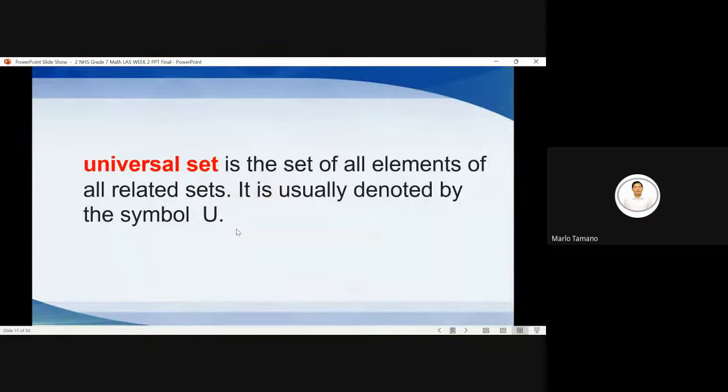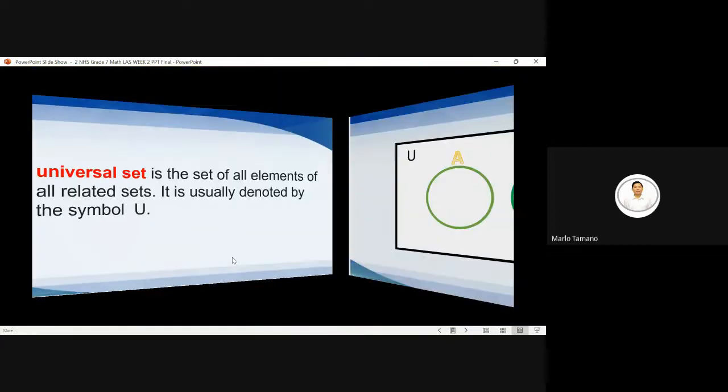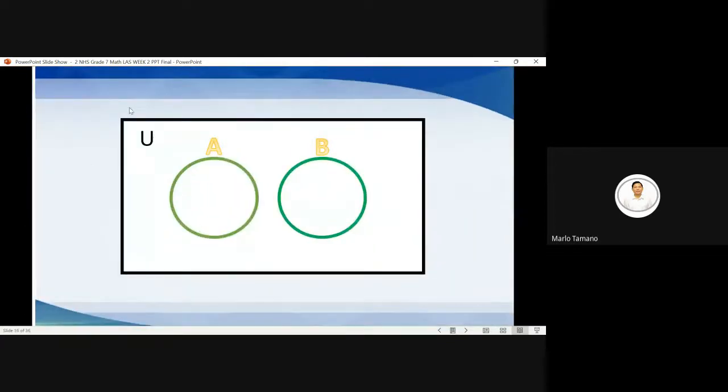So, this one. What is universal set? It's a set of all elements of all related sets. It is usually denoted by the symbol U. Okay, so nakita ninyo kanina, we have rectangle. Then, I put U or the capital U to stand for what? Universal set. Ayan. So we have here now U, no? Okay? And we have the sets here. Set A and set B.